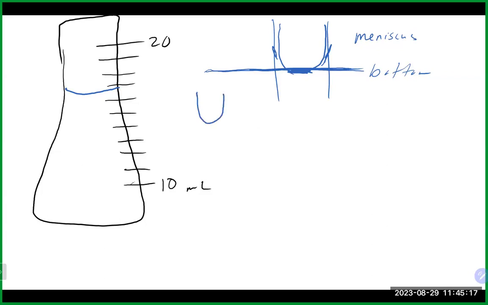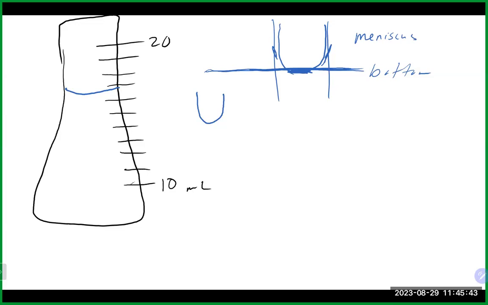Sometimes it's a little bit harder to see the meniscus depending on the piece of glassware that you use. That's why we don't use wide open beakers to measure things, because the meniscus gets spread out, which means beakers are poor things to use to measure out volumes. It's very hard sometimes to see the meniscus, rather than, say, a graduated cylinder, which is a little bit narrower and easier to see the meniscus.